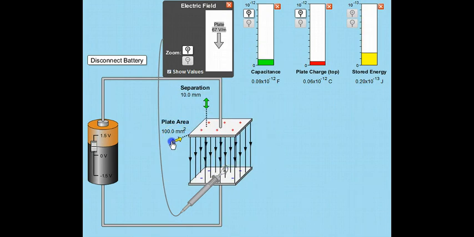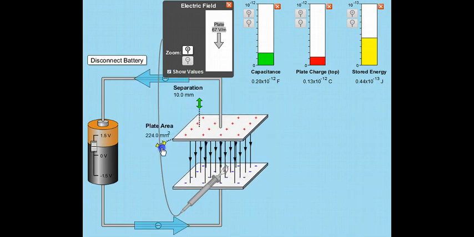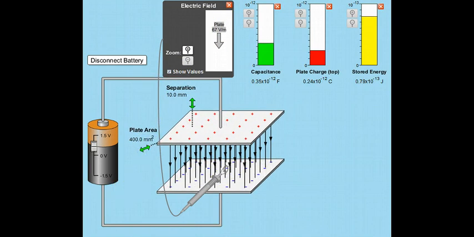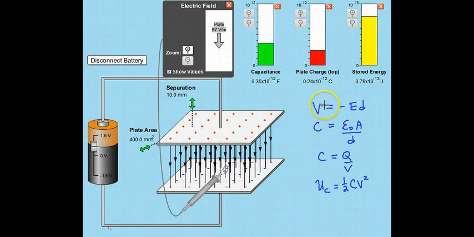You notice that the capacitance, the plate charge, and the stored energy increase, but the electric field remains the same. The electric field didn't change because you weren't changing the distance, and the voltage was remaining the same as well, so E must have stayed the same. The area increased, so hence the capacitance increased. All other quantities were constant. Since the capacitance went up and the voltage was constant, then the charge on the plates must go up. And since the capacitance went up, so did the stored energy.